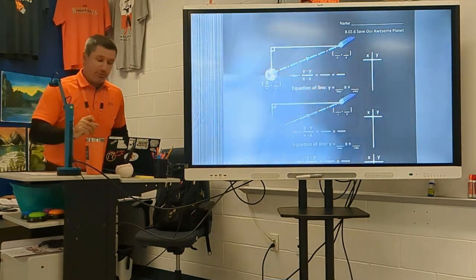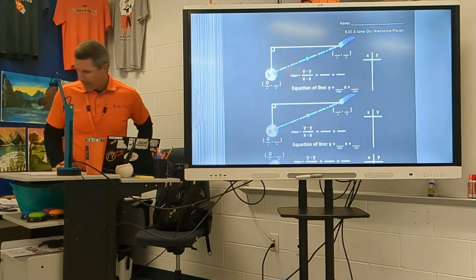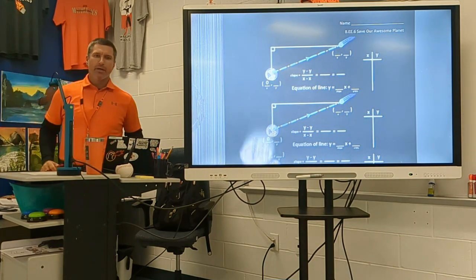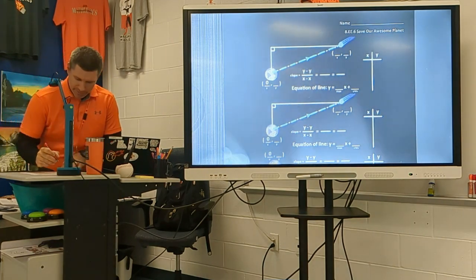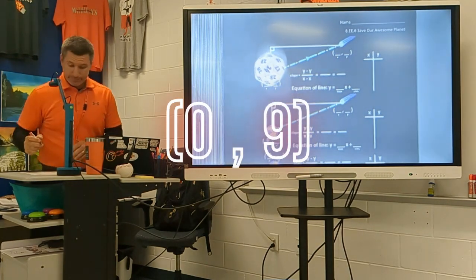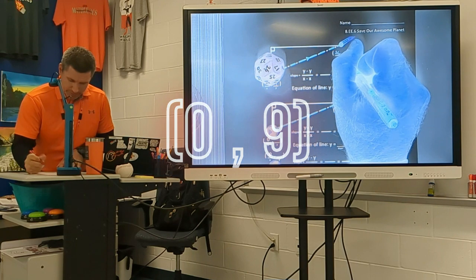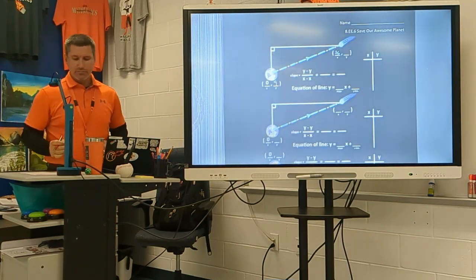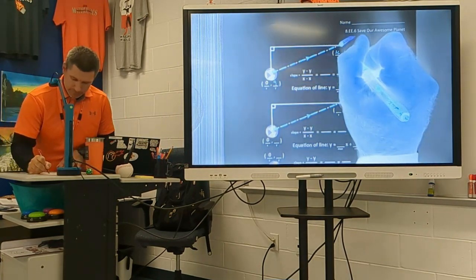The Earth is going to be at a certain location. Wait, I have a dice block. Here we go. Let's see where it goes. It's at 0, 9. And the meteor is gonna be at 26, comma, whoa, 19.